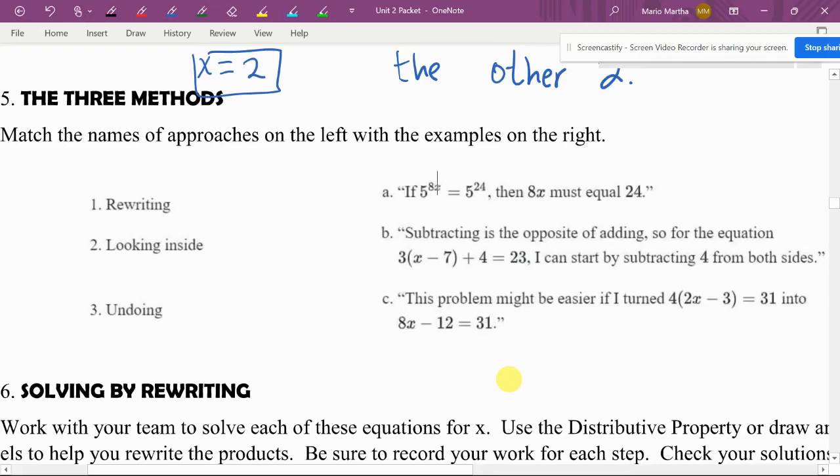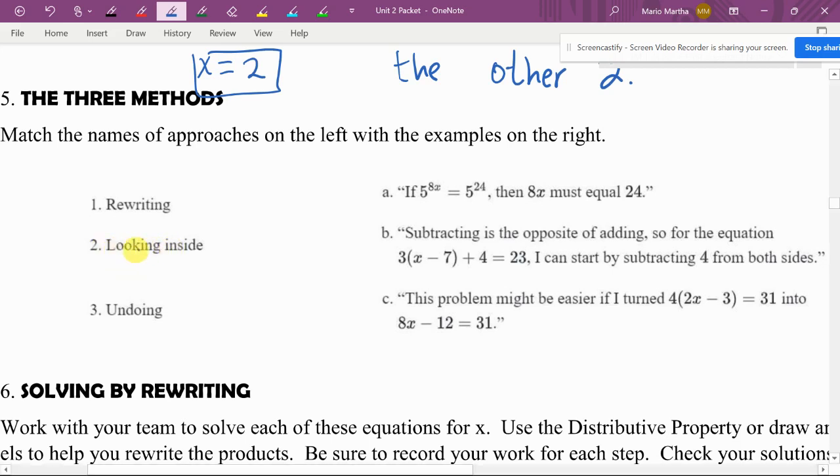So welcome back to part two of 212. In this case, again, we're looking at matching the names of the approaches. We already talked about the three different methods: rewriting, looking inside, and undoing. Rewriting is when we rewrite the equation by using the derivative property. So if we multiply things out, or if we simplify fractions, something like that, that is considered rewriting.